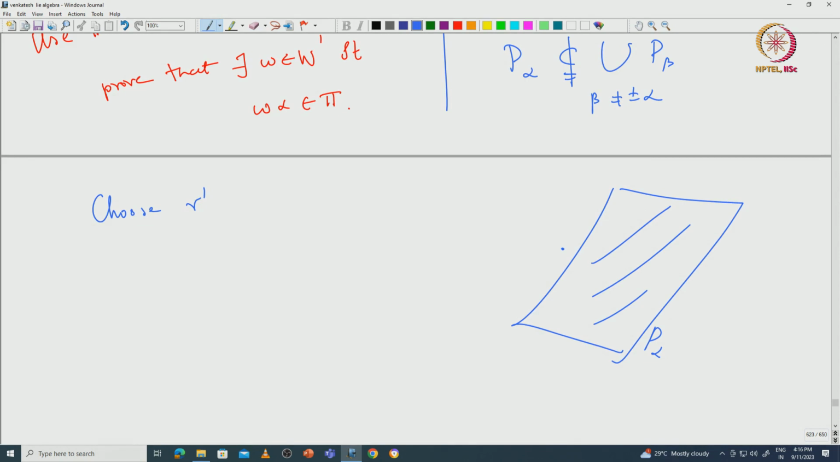So, given P_alpha and P_beta, one can talk about distance, where distance means distance with respect to, let us say, the inner product. So, what I want to claim, maybe you can check yourself, is not that hard. You can choose gamma dash that is close enough to gamma. So, gamma is also a regular element.